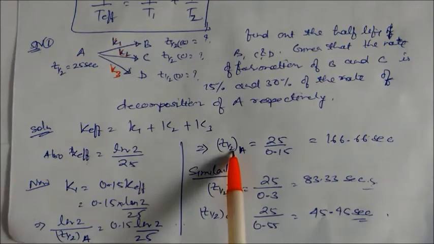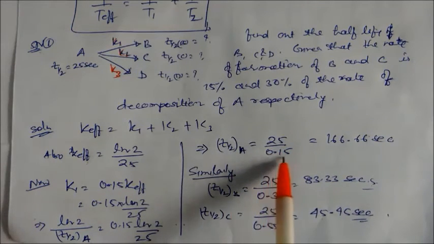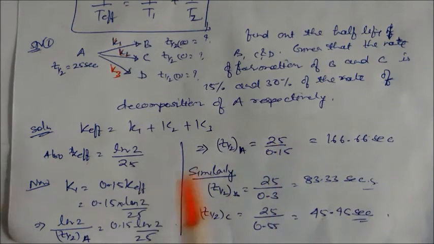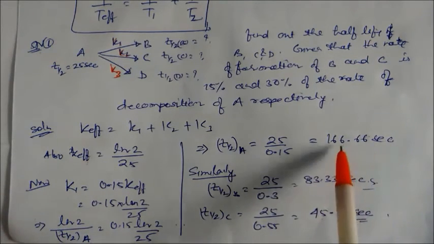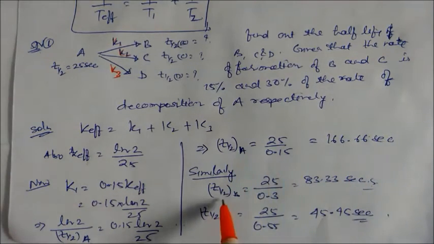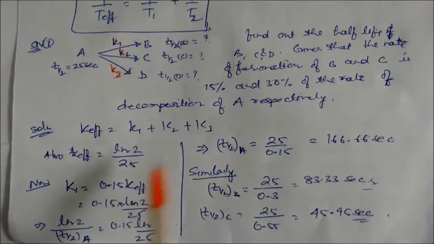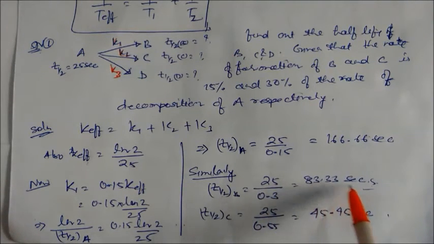So half life, K1 will be 25 by 0.15. Just put this value. Log 2 will be cancelled. So you will get this much, 166.60 seconds. Similarly, you can find the half life of B. So K2 will be how much? 0.3 of K effective. So you can solve log 2 by T half of B. You will get 25 by 0.3, and the answer 83.33 seconds.